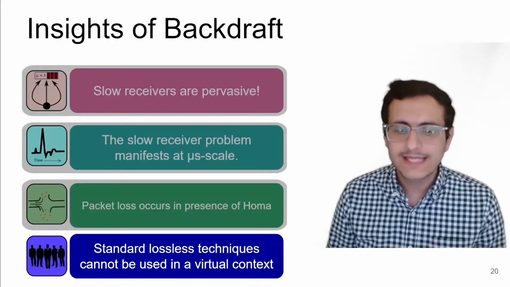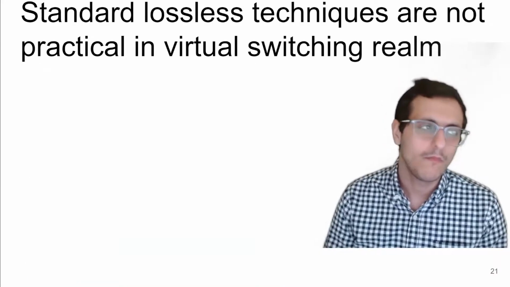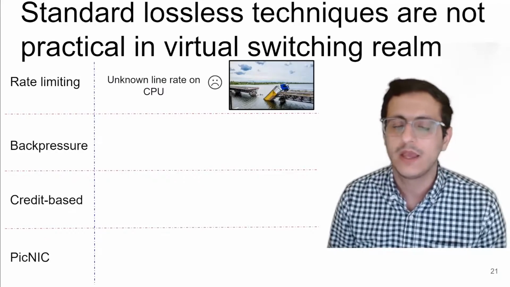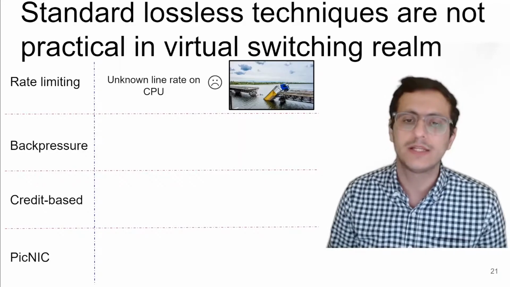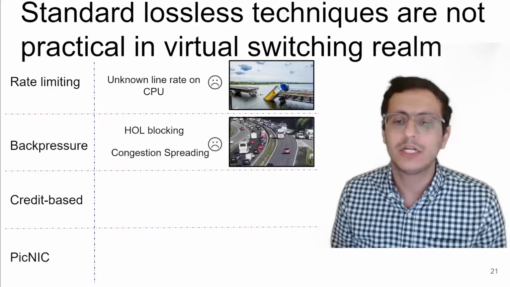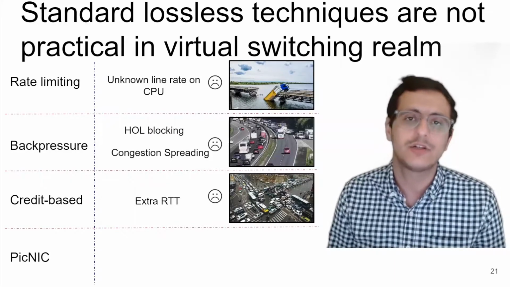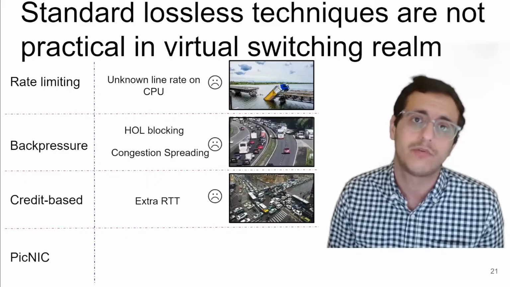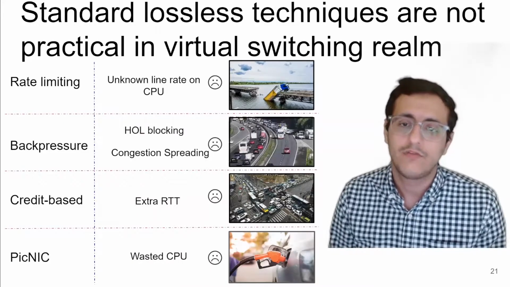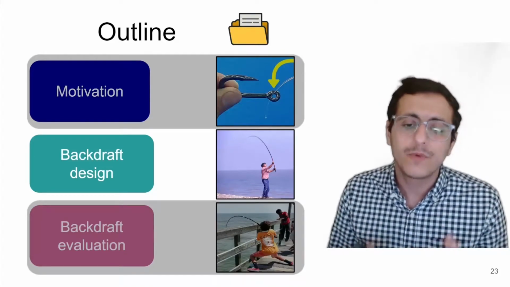Fourth insight, standard lossless techniques cannot be used in the virtual switching realm. Here we have rate limiting, back pressure, credit-based approaches, and PicNIC from Google. Rate limiting is not suitable because we don't know what the maximum line rate is when we are running on a CPU. Back pressure is notorious regarding head-of-line blocking and congestion spreading. Credit-based approaches incur an extra RTT to converge to a particular rate. And PicNIC wastes CPU due to its design flaws. And with that, I'm going to go to the Backdraft design to understand how we solve these problems.